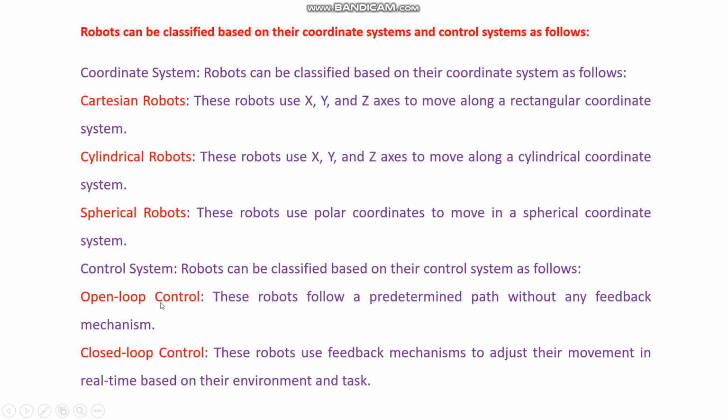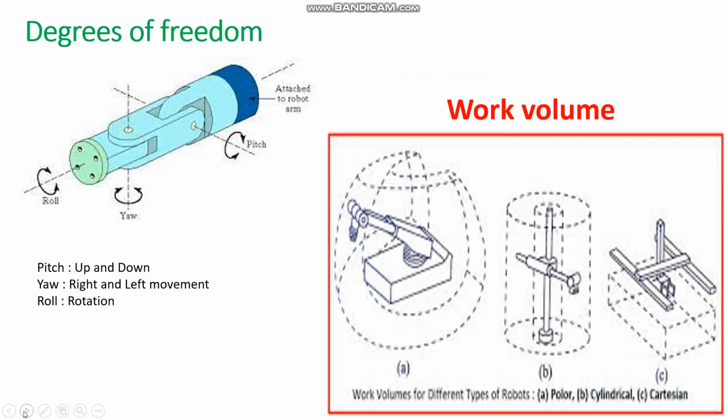And control system, you have a open loop, closed loop. Normally open loop, you will not get any feedback from the mechanism. Whereas closed loop, you will get the feedback with respect to environment or a task. You will get a continuous feedback.